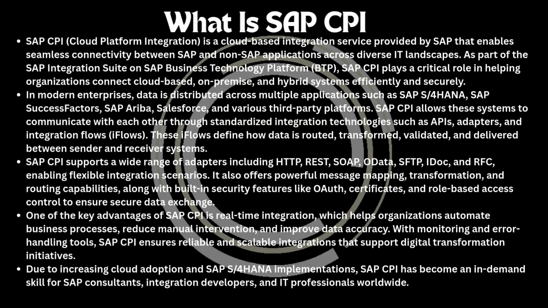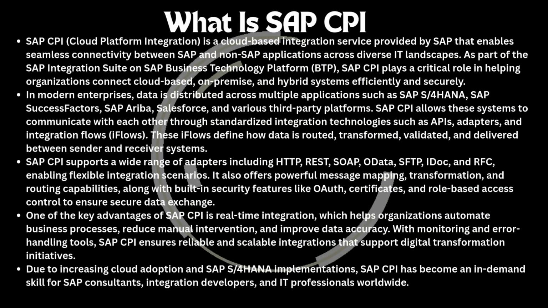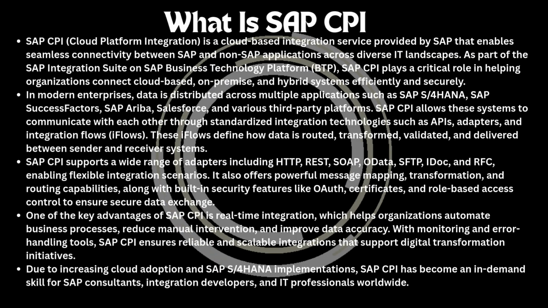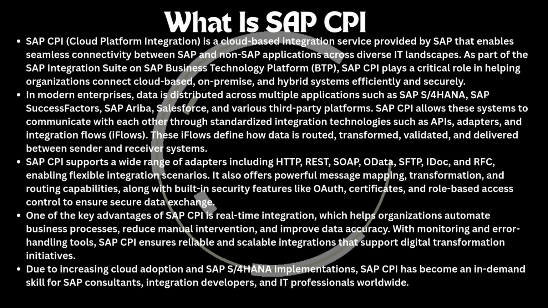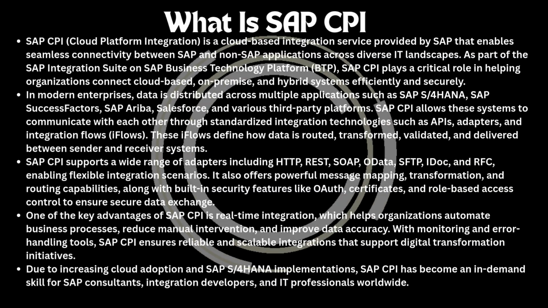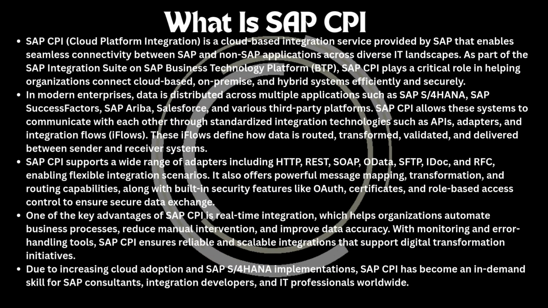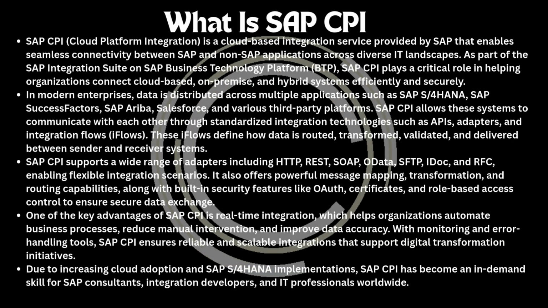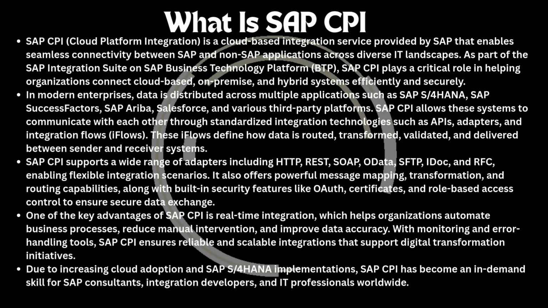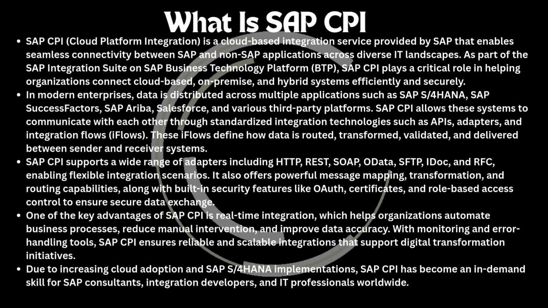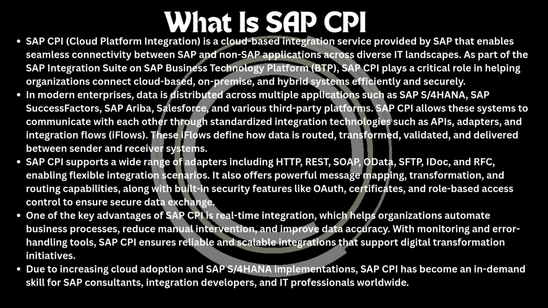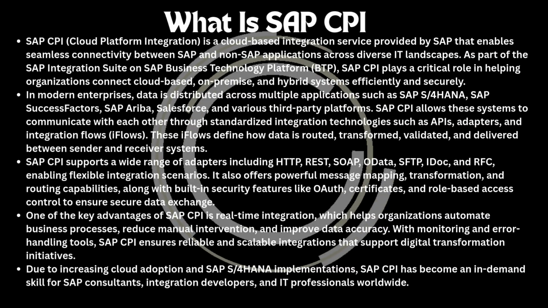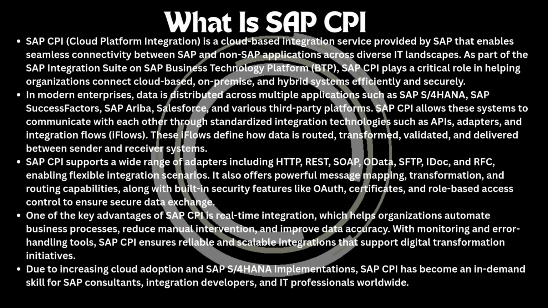In modern enterprises, data is distributed across multiple applications such as SAP S/4HANA, SAP SuccessFactors, SAP Ariba, Salesforce, and various third-party platforms. SAP CPI allows these systems to communicate with each other through standardized integration technologies such as APIs, adapters, and integration flows, iFlows. These iFlows define how data is routed, transformed, validated, and delivered between sender and receiver systems.